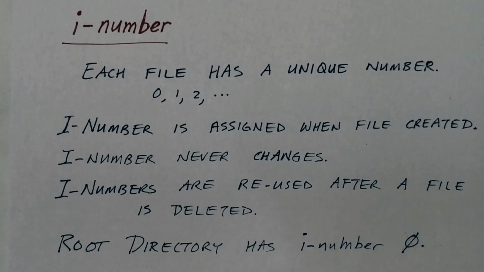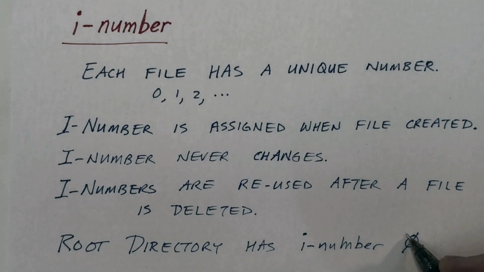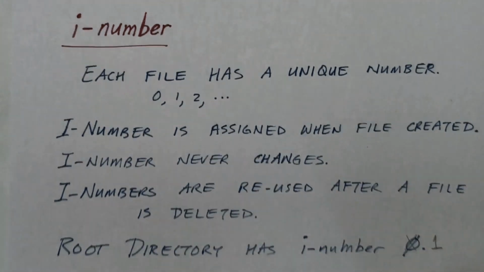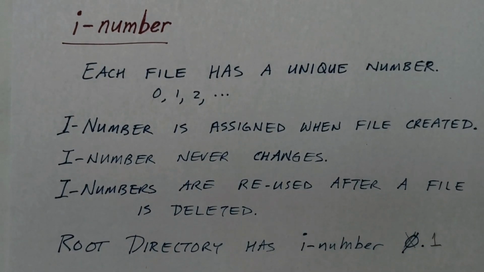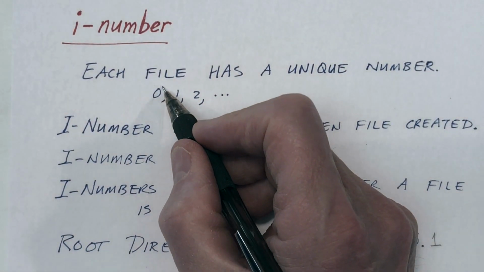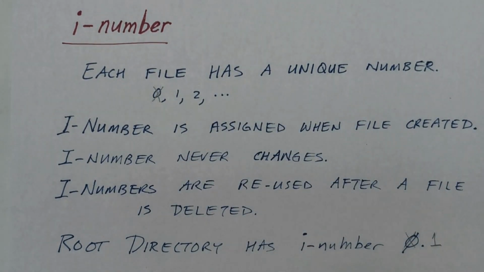And it's also the case that the root directory has a fixed and known inumber, and that number is 1. The inumber of the root is 1 so that the kernel can locate the root directory. And files are numbered from 1, not from 0. The inumber of 0 is reserved to indicate an unused directory entry.